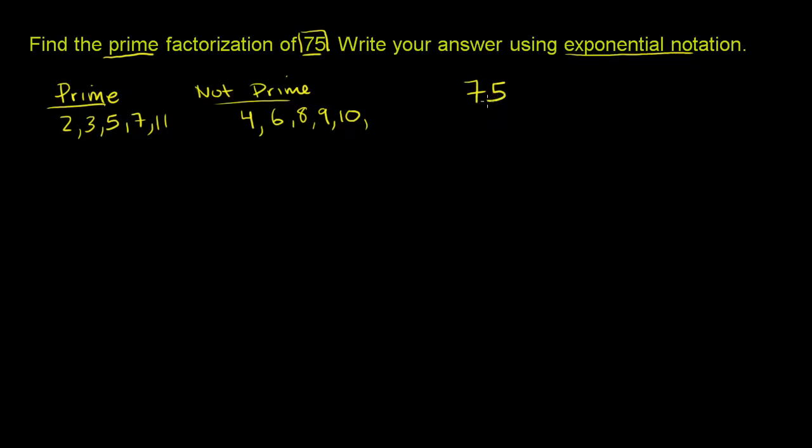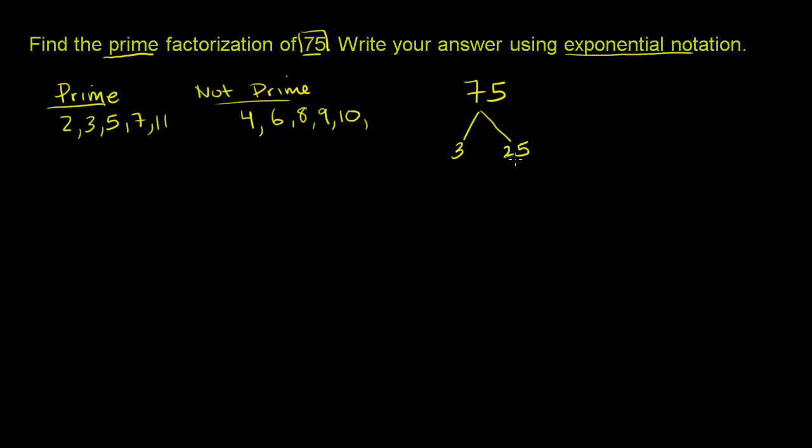So then we could try 3. Does 3 go into 75? Well, 7 plus 5 is 12. 12 is divisible by 3, so 3 will go into it. So 75 is 3 times something else. And if you've ever dealt with change, you know if you have 3/4, you have 75 cents. Or if you have 3 times 25, you have 75. So this is 3 times 25. And you could multiply this out if you don't believe me. Multiply out 3 times 25.